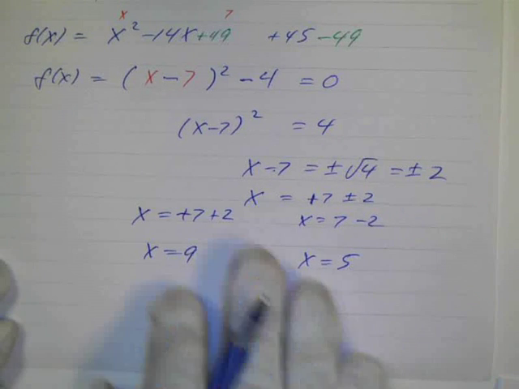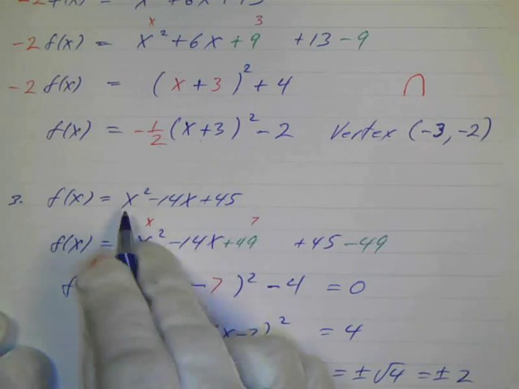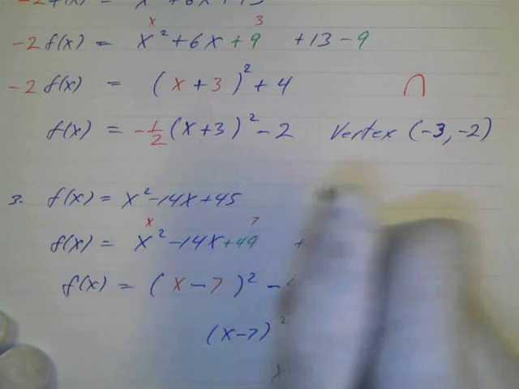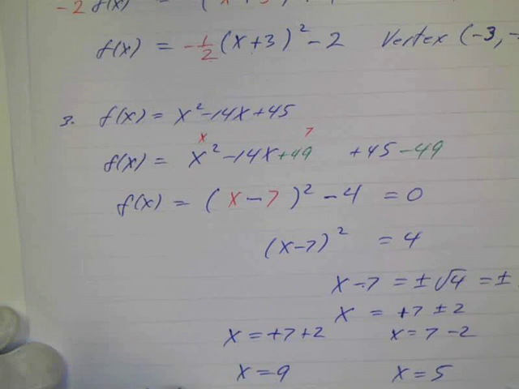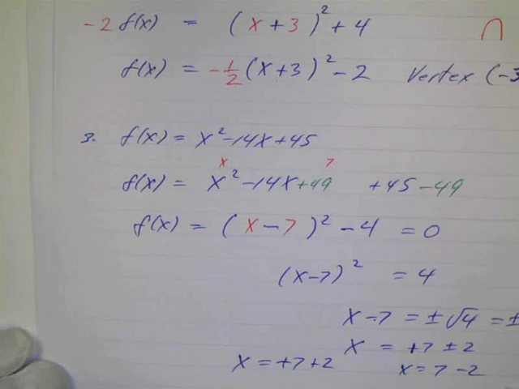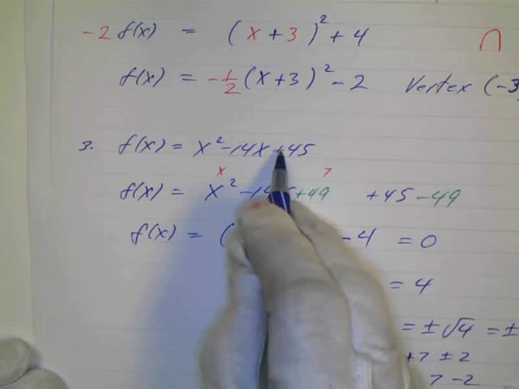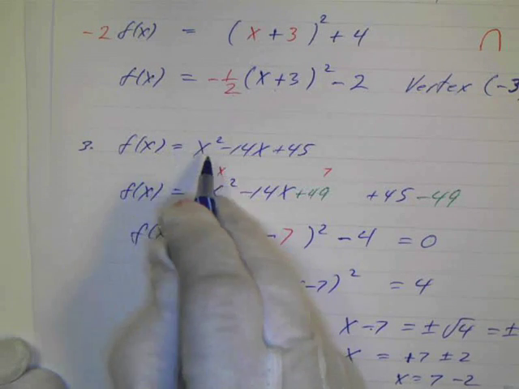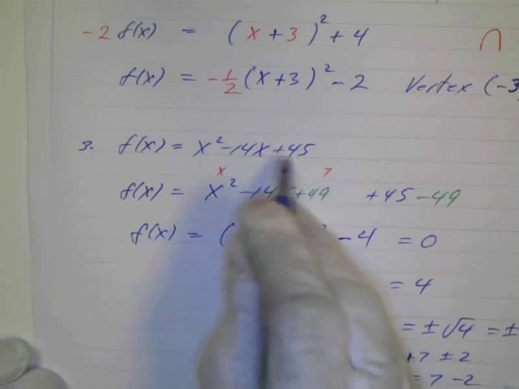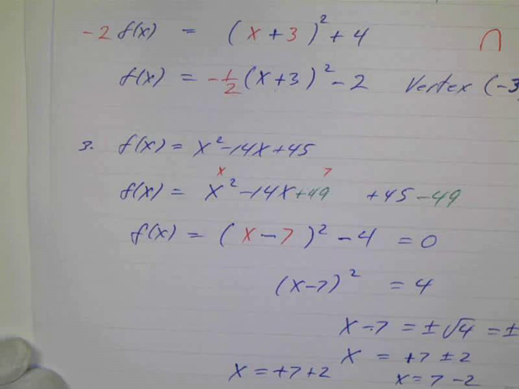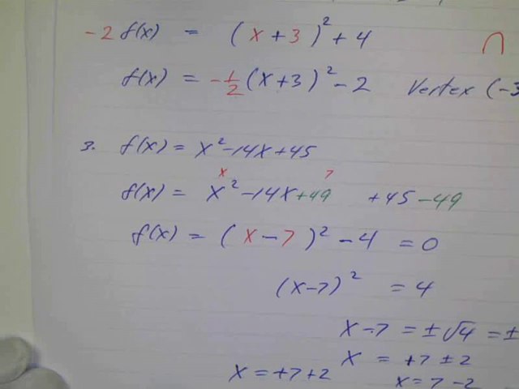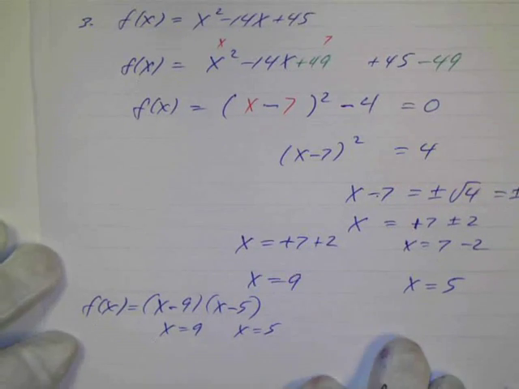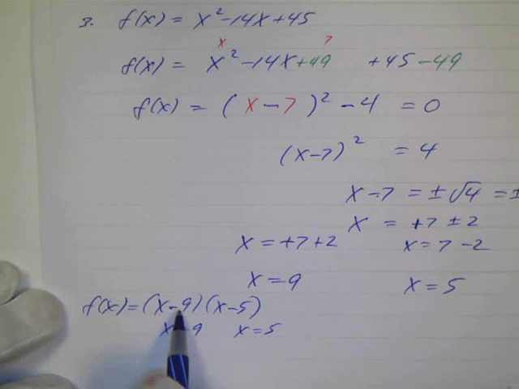Now, we also could have looked at this up here and seen that this is very easy to factor because f of x is equal to x and x. The signs are the same. They're both negative. And what two numbers multiply to give 45 and add to 14? 9 and 5. So we could have factored it like that. And x equals 9 and x equals 5. So we could have also done it like this. All right? x minus 9, x minus 5. Okay, we could factor this.